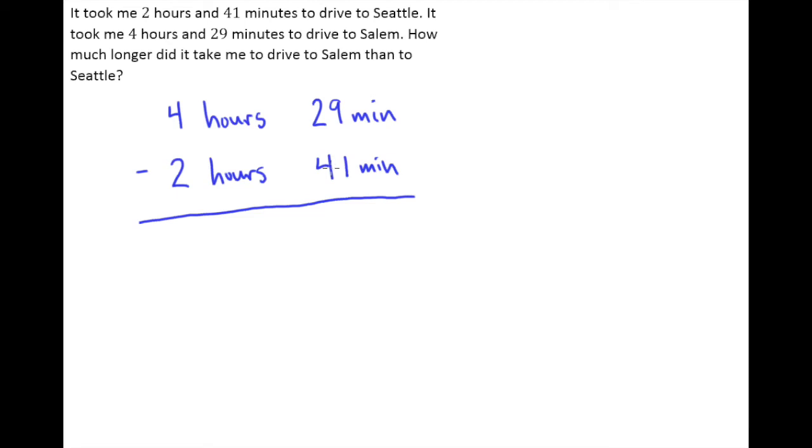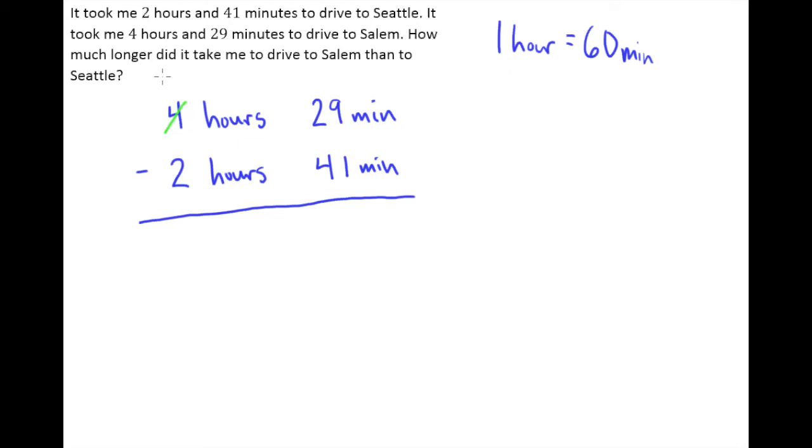So just like we borrowed with individual digits when we first learned how to subtract, we can also borrow with units. So we know, and over here on the side we'll just write that we know that 1 hour is the same as 60 minutes. So what we can do is we can borrow from the hours and turn one of those hours into minutes. So the process looks like this.